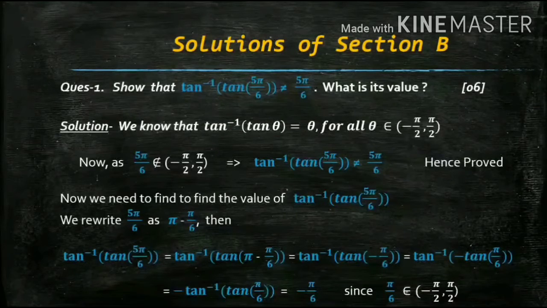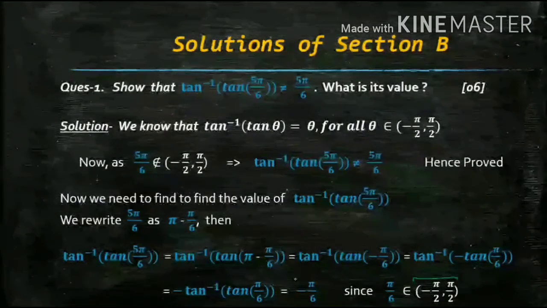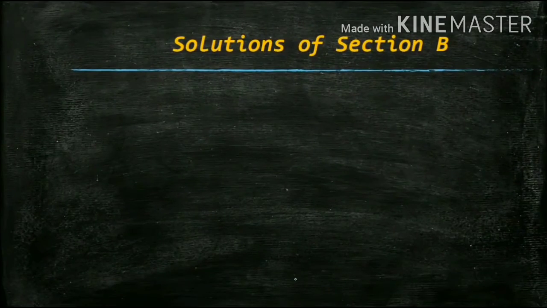Now pi by 6 belongs to this interval which is given to you, satisfying this property. So tan inverse of tan theta would be minus pi by 6 only. Okay?